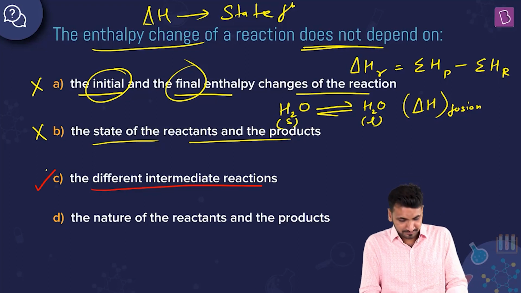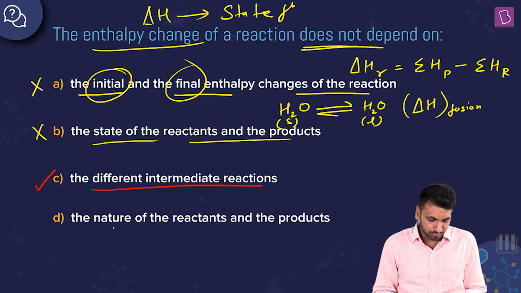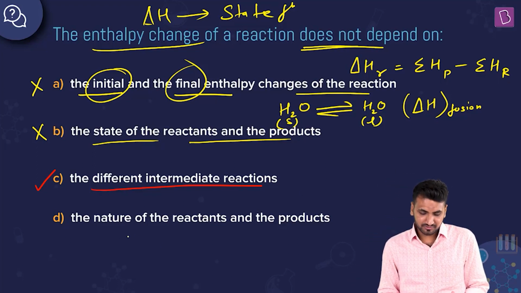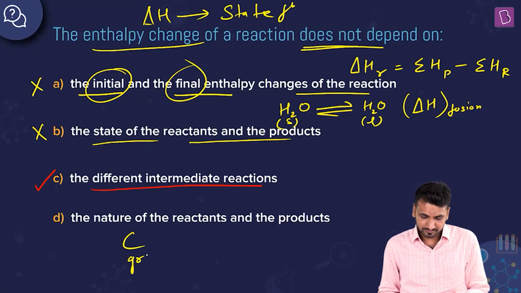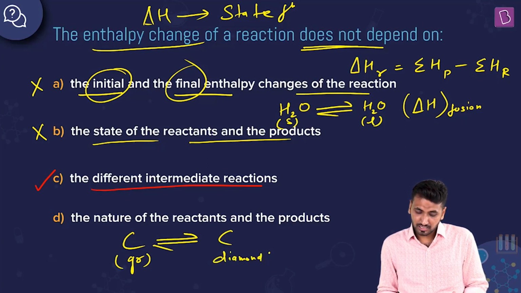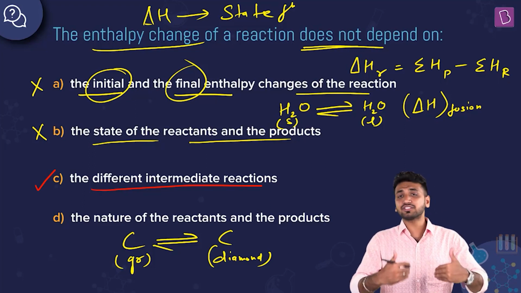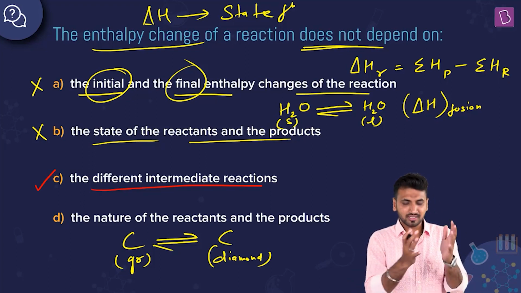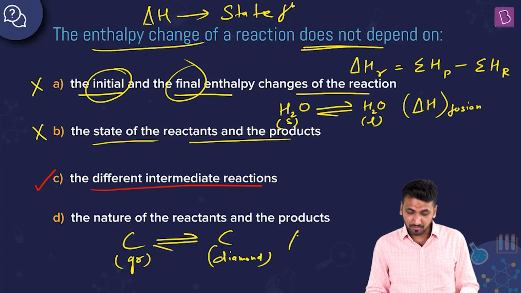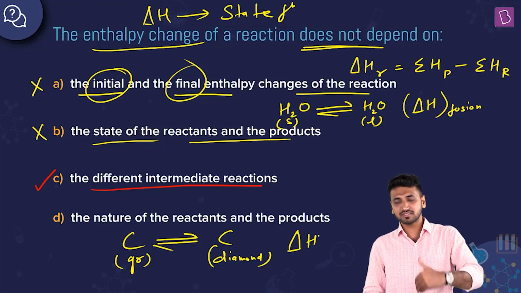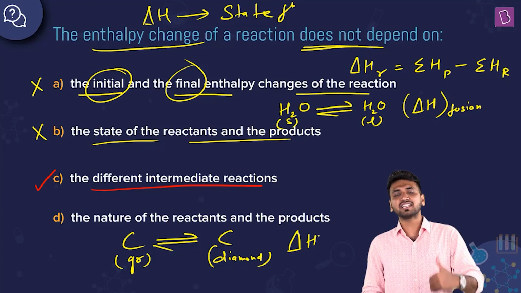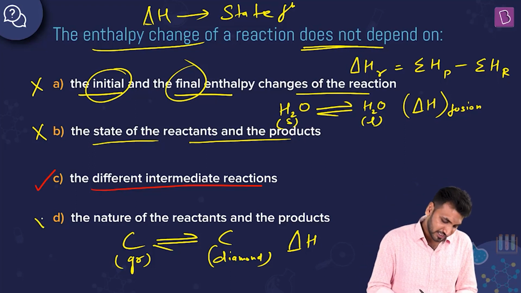Let's look at option D as well: the nature of the reactants and product. Try to understand this: let's say we are moving from carbon graphite to carbon diamond. Carbon is in the solid state in both cases, but the nature of the reactant and product differs. Graphite is different from diamond. The properties are different, and there is some enthalpy change in the reaction. So we can say that the enthalpy change of reaction does depend on the nature of the reactant and the product. So option D cannot be the answer.